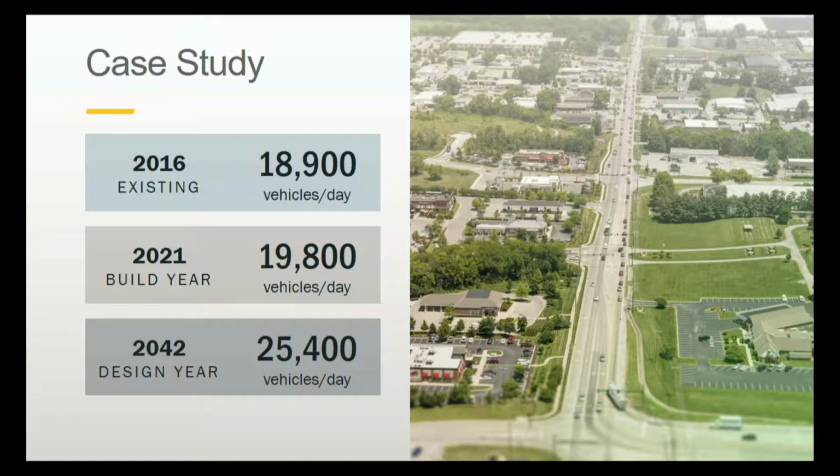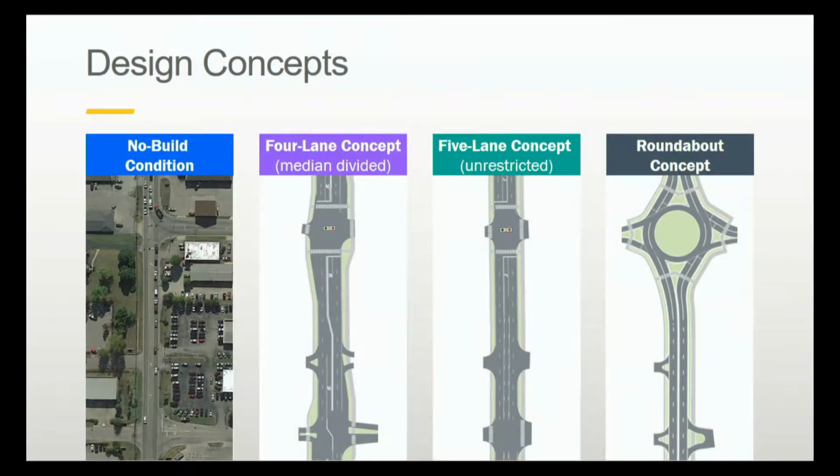So we looked at several different design concepts to widen the roadway. Obviously, we studied a no-build condition, keeping our 3-lane section as it is, and we also looked at 3 different alternatives that added a travel lane in each direction. We looked at an access management concept with a 4-lane section with left turn lanes and a median dividing it, by popular demand from a lot of the property owners along the corridor. We looked at an unrestricted 5-lane concept, just adding a lane in each direction, adding some sidewalks, and putting a 2-way left turn lane down the middle.